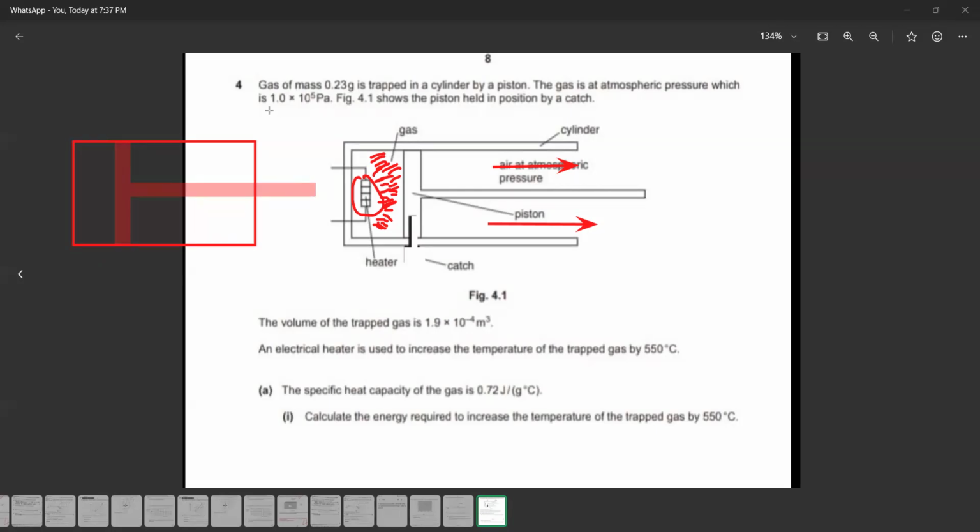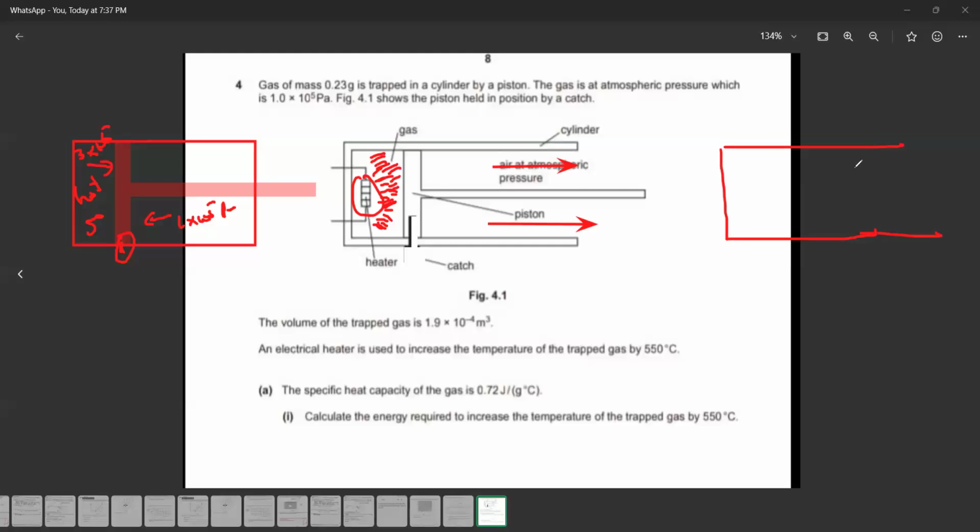So what we have, we supply the heat energy, so we have a hot gas inside. But we have a catch or a stopper here. So outside pressure is how much? It is 1 into 10 to the power 5 Pascal, atmosphere. Inside pressure is much higher, let's say 3 into 10 to the power 5 Pascal, but it will not move because we put a stopper there, a catch. Then when we remove the catch, the gas will expand.